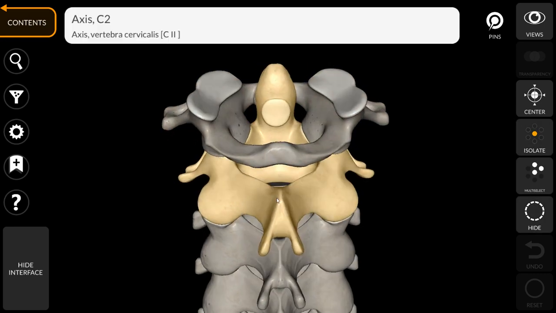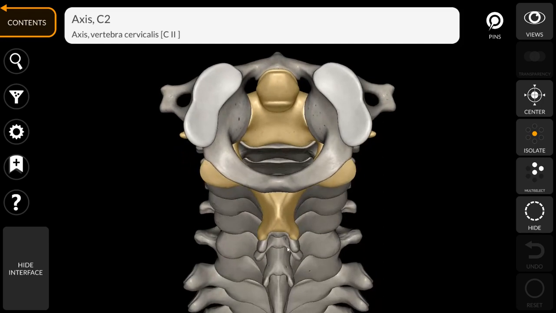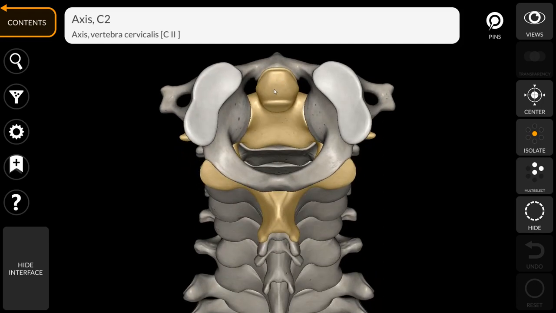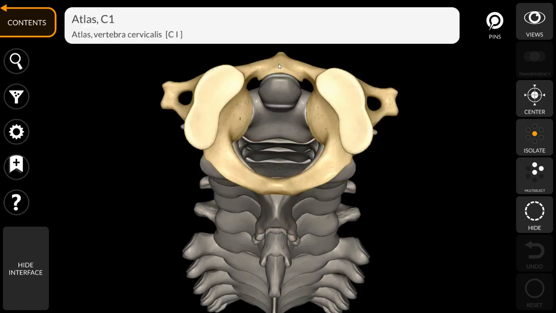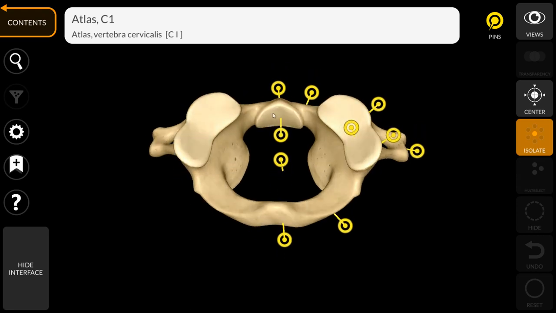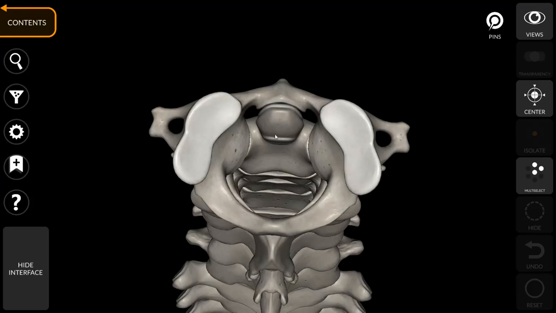So this is C2, am I right? If you observe superiorly, can you see this dens over here? Why do we have this dens on C2? Because it is very important: it articulates with your C1. So this is C1, can you see, class? This is something like an articular facet, the area where the dens will articulate with the atlas. The dens of C2 articulates with the anterior arch of C1.